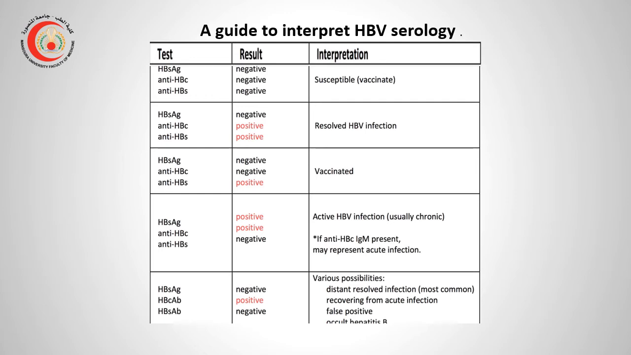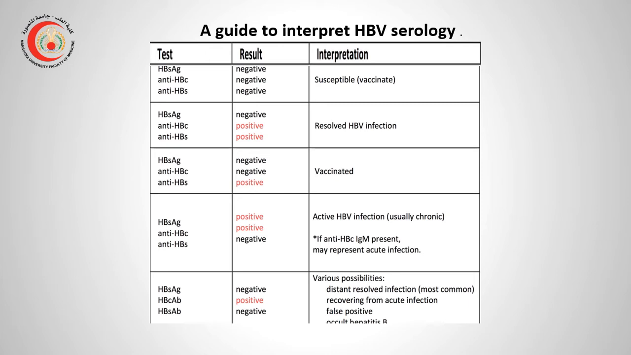Now we will talk about the interpretation of hepatitis B virus serology using three markers: hepatitis B S antigen, the anti-hepatitis B core total, and the anti-hepatitis B S antigen. If the three markers are negative, this indicates the case is susceptible and needs vaccination. If the anti-hepatitis B core total and the anti-hepatitis B S antigen are positive, this indicates resolved hepatitis B virus infection. If the anti-hepatitis B S antigen is only positive, this indicates that the patient is vaccinated.